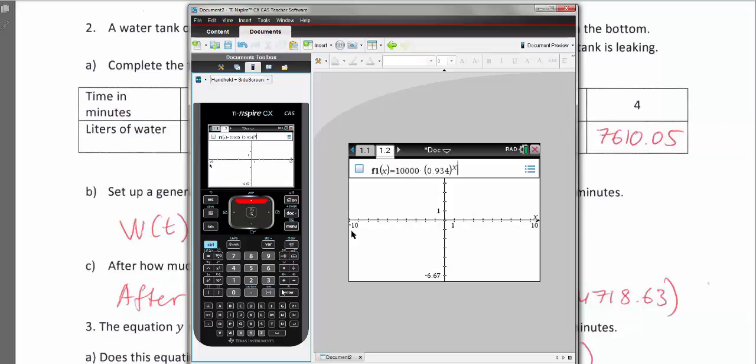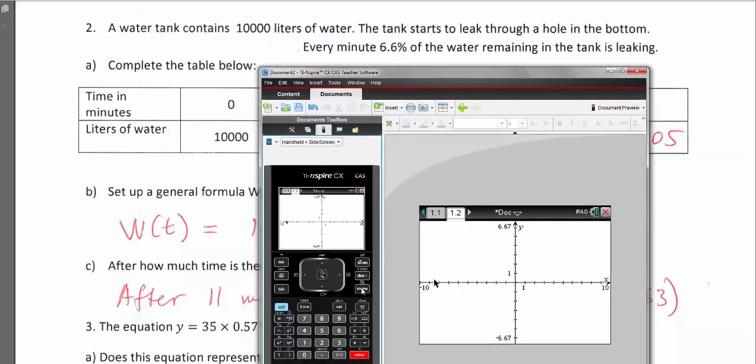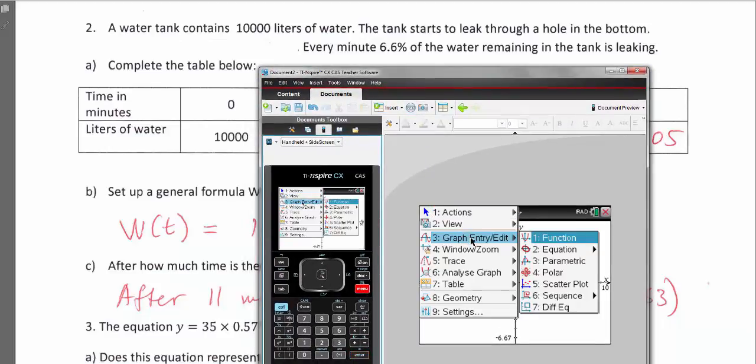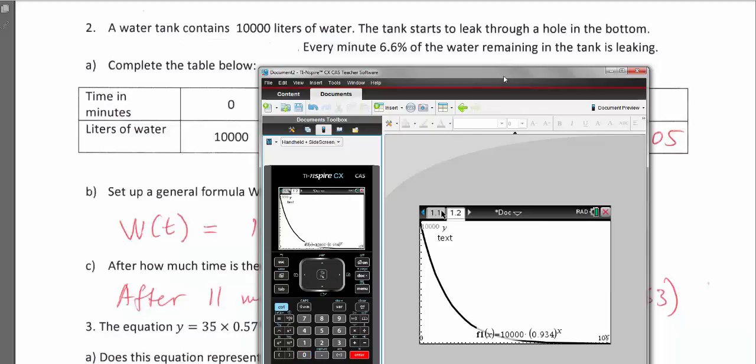Arrow up and then press enter. Same thing here. We start with, remember, 10,000. So that's going to be the y value. So how about we change the window settings and let's go from 0 to maybe 100 minutes. And y min is going to be, well, let's go from 0 and then to 10,000. Okay, it looks something like this.